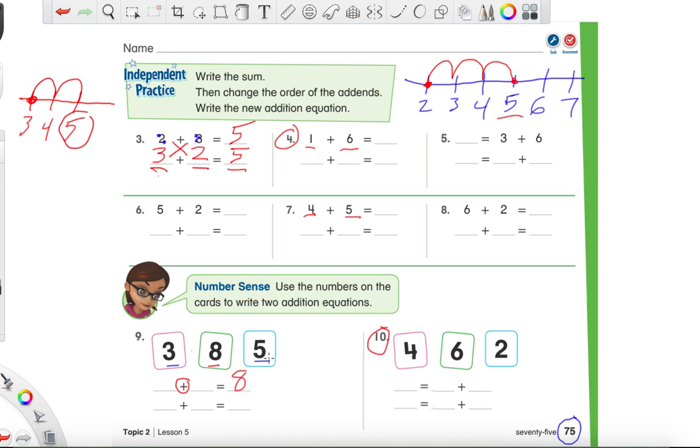But that's the video, guys. I hope that it helped. I hope that you understand what we're doing. And remember, as long as there's a plus sign, you can put the 2 smaller numbers in any order to add. All right?